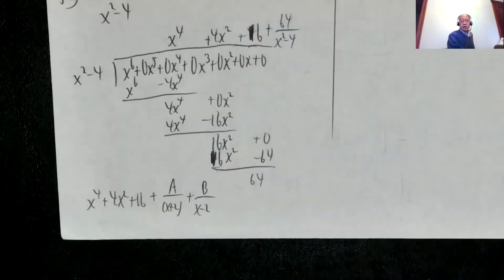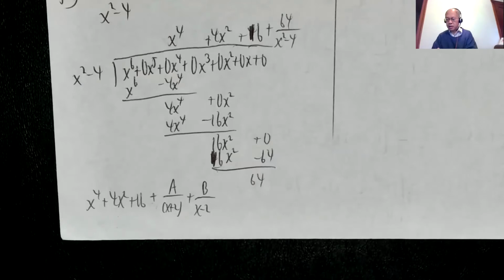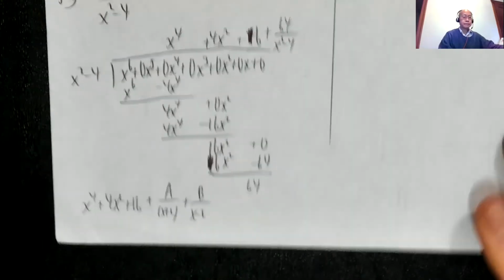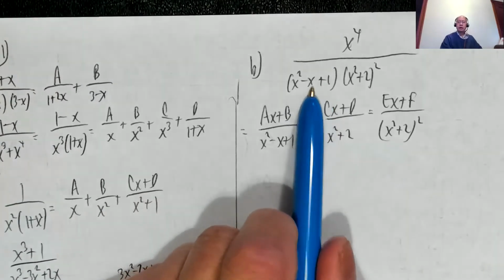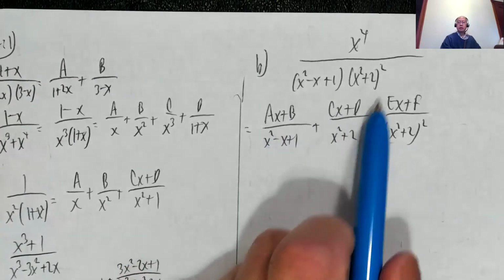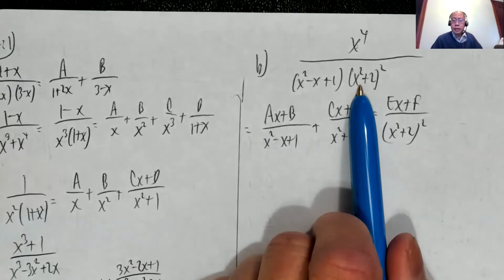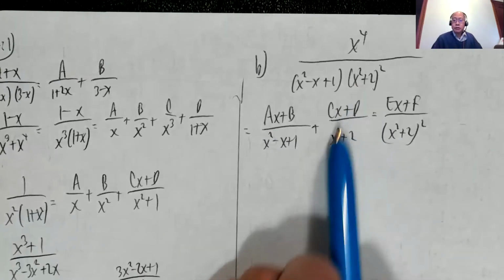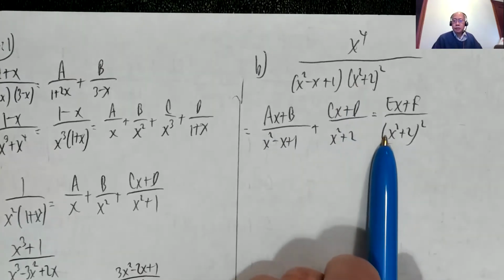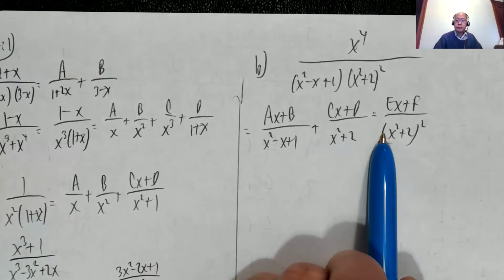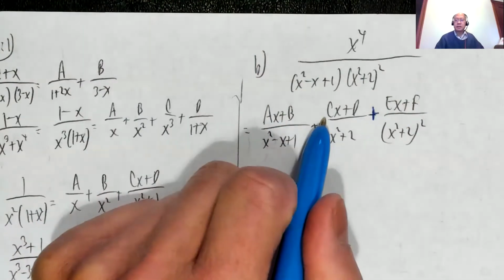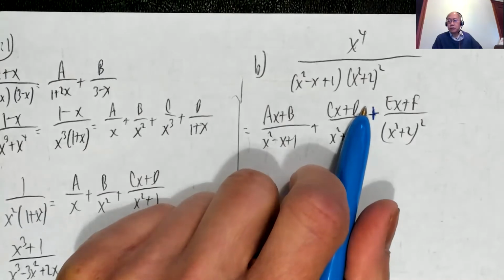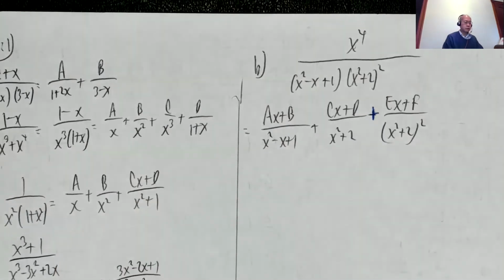Okay, so what's it going to be in this particular case, right? So irreducible quadratic, Ax plus B. Irreducible quadratic squared. So x squared plus 2, x squared plus 2 squared. That should not be equal, that should be a plus there. And then Cx plus D, Ex plus F. And there we go.